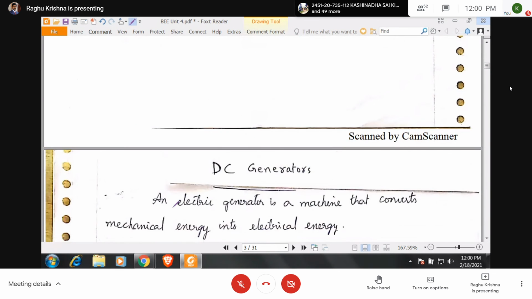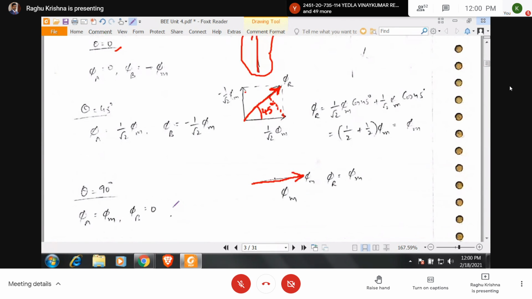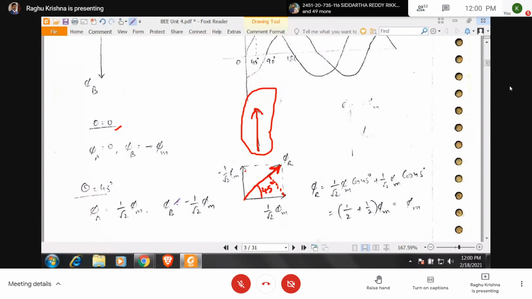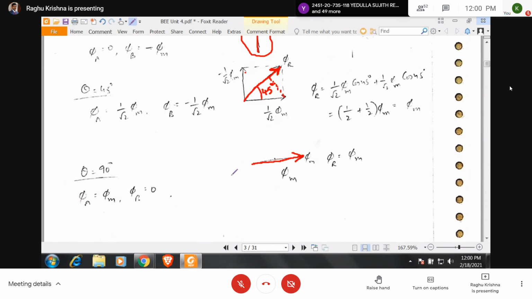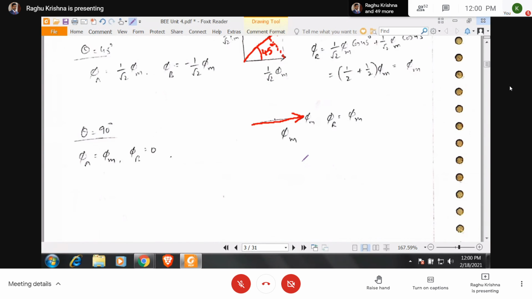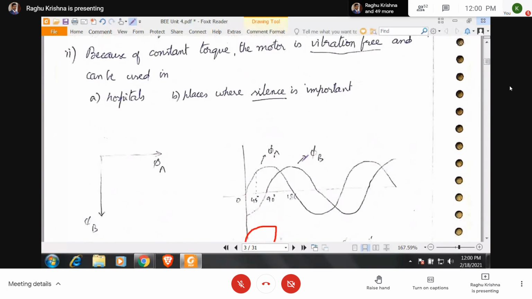So this is about single phase induction motors. Okay, any doubts in this single phase induction motors? Next I am going to start DC generators. I will start DC generators in the next class. If you have any doubts, you can ask me. Meanwhile, I will take the attendance.